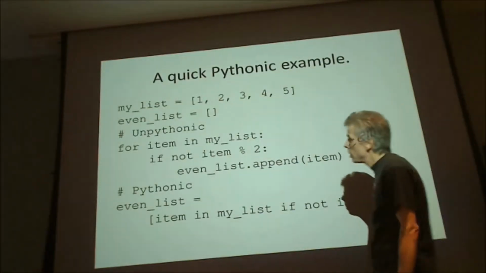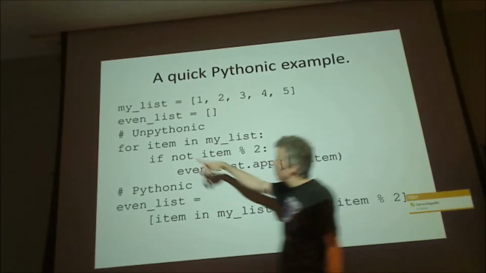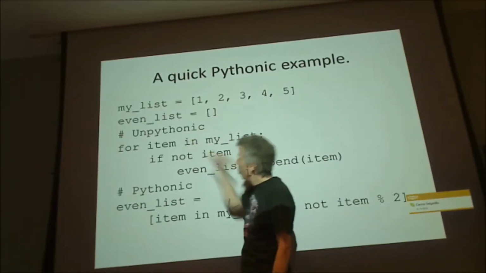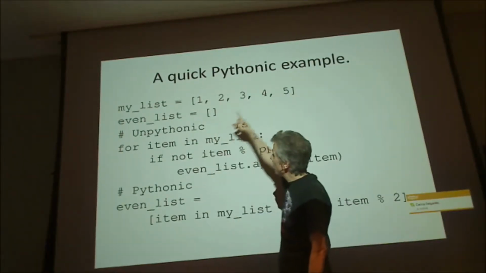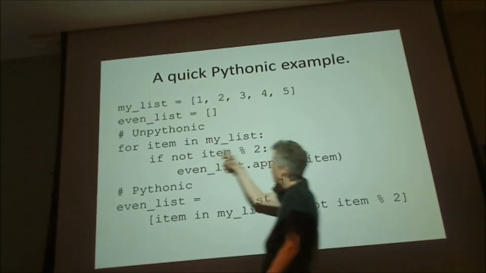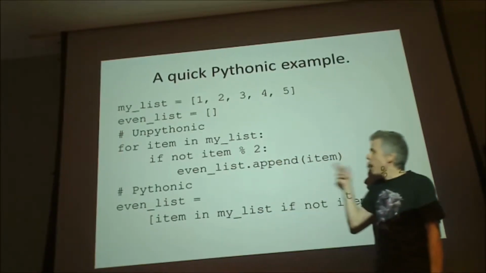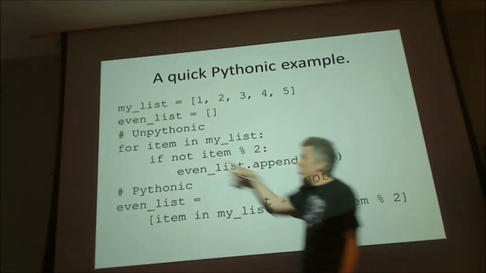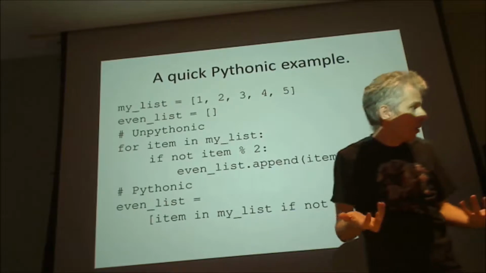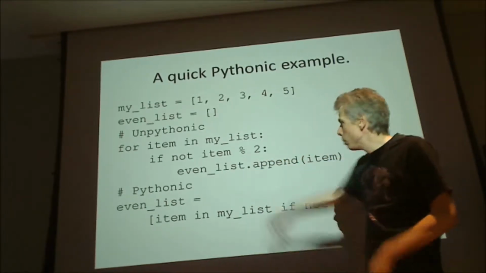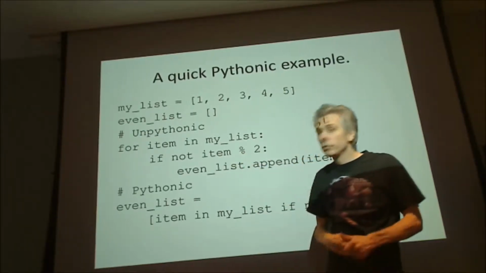So, some examples. We've covered what a list is, so here's a nice list. And this should all be on the same line. If I want to iterate across this list, I go for item in my list: if not item mod 2, even list append item. This would give me a list of all the even numbers. Hopefully by now we've had enough Python. We know for, we know if. Modulus you may or may not know. This is the remainder from division, if it has a remainder.